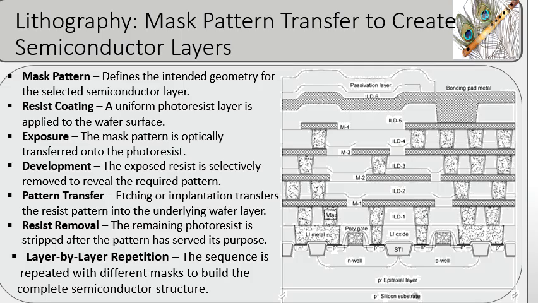For example, exposed regions may be etched away, or selected areas may receive ion implantation. Once the required process is completed, the remaining resist is removed. The same basic sequence is repeated using different masks to create successive device and interconnect layers. Therefore, lithography does not itself create the final semiconductor layer; rather, it precisely defines where the subsequent fabrication process will modify the wafer.